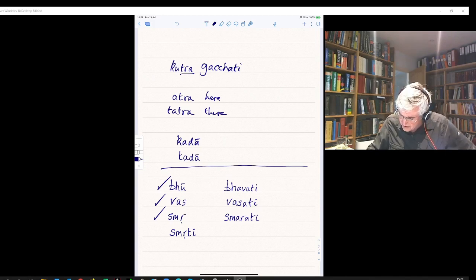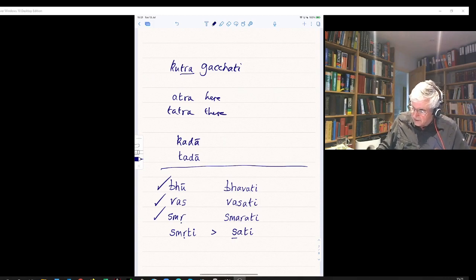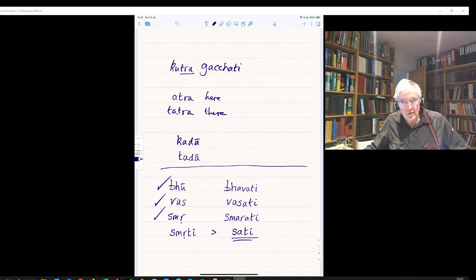So smriti, Pali doesn't have the vowel ri sound, and the sm has to become just a simple s. That is why Sanskrit smriti becomes Pali sati. So sati in Pali is the word that we translate most commonly as mindfulness.